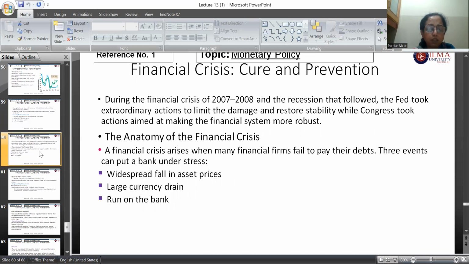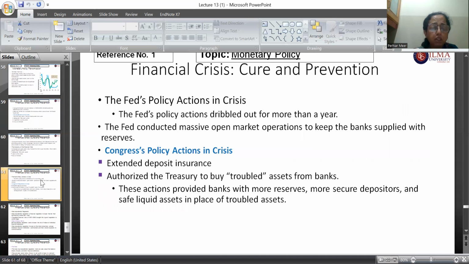The anatomy of the financial crisis. A financial crisis arises when many financial firms fail to pay their debts. The three events that can put a bank under stress are a widespread fall in asset prices, a large currency drain, and a run on the bank. The Fed's policy action in crisis.